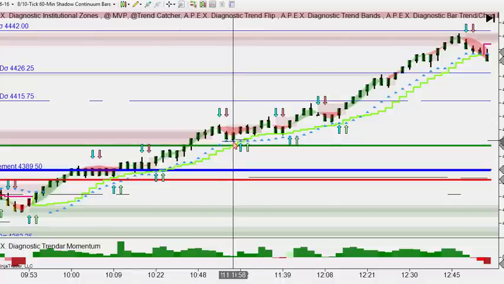But remember, what's the rule? It's got to break the predictor by three ticks for us to exit. So we followed it all the way up.